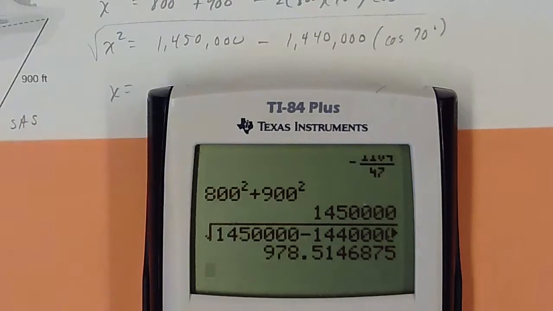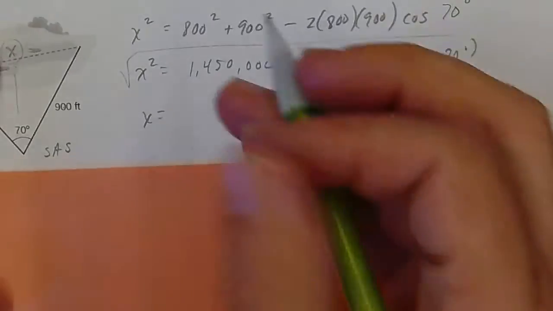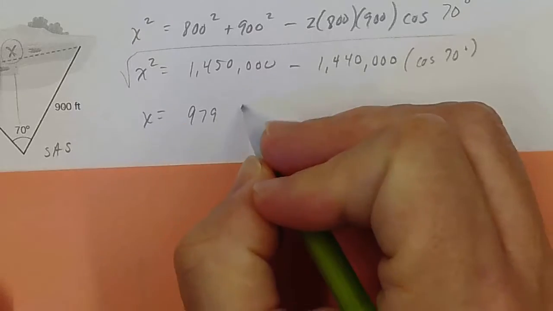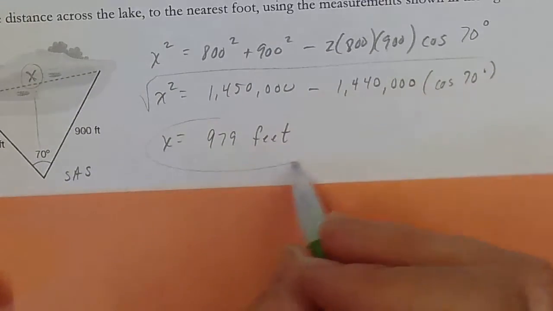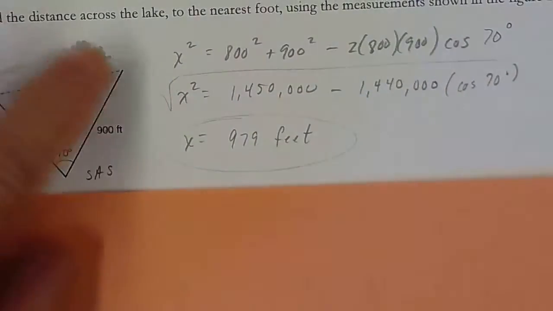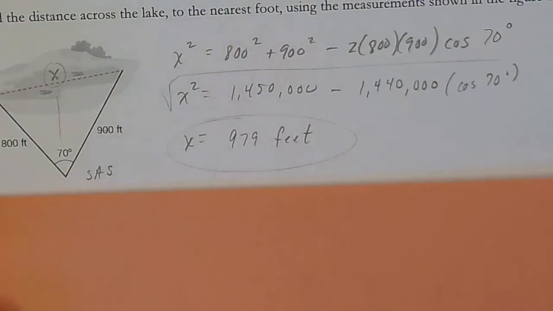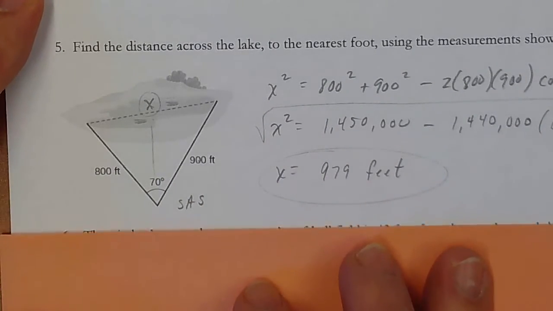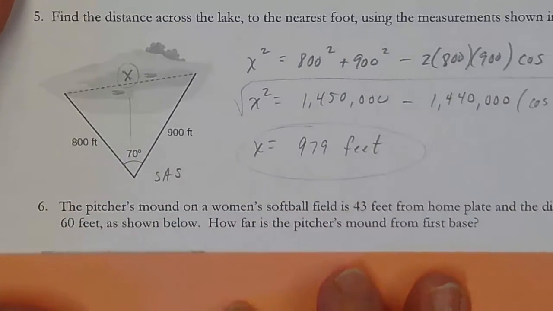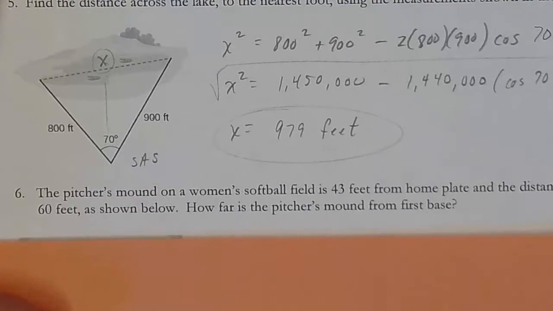Okay, so 978.5. To the nearest foot, the 0.5 would take us up to 979. Yeah, write the applications. As long as we're sure we found the right information or the right unknown side or unknown angle, we're done after one step. We don't have to necessarily solve the triangle and find the other angles. Okay? All right, you guys read 6, try to set it up and find the unknown side.